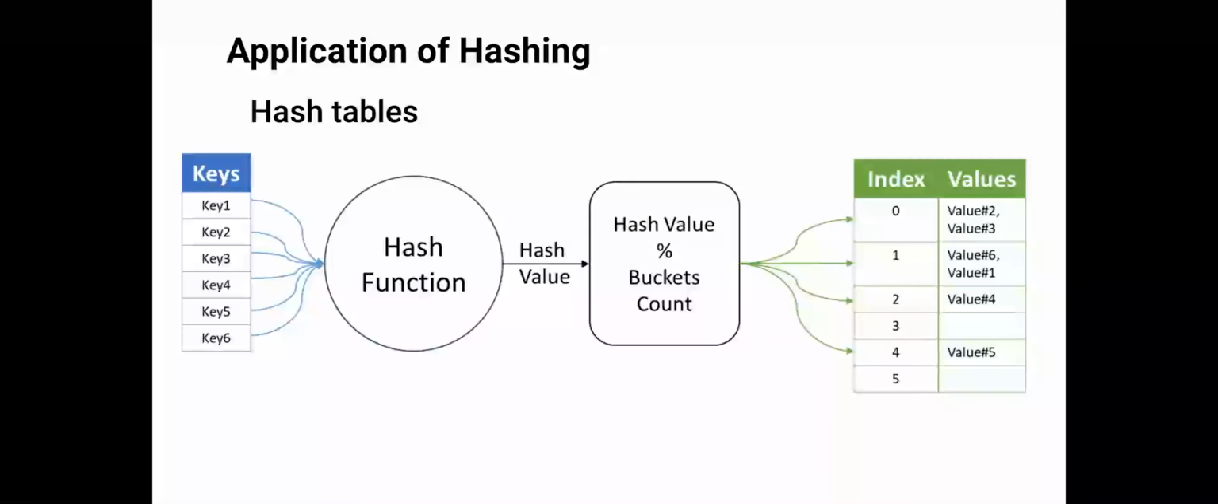Hash tables manage data using the key value pair. Each key is sent to a hash function which generates a hash value. This hash value is then used to compute the index of a bucket or slots where the value is stored or retrieved.